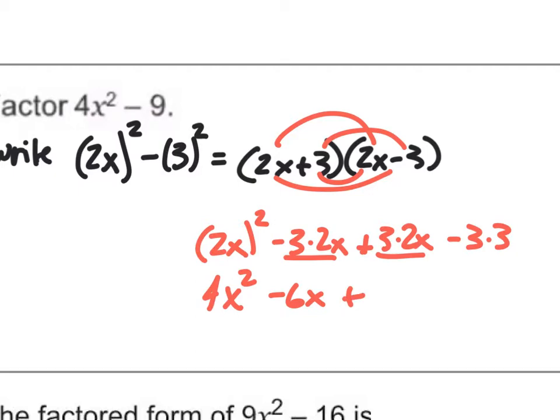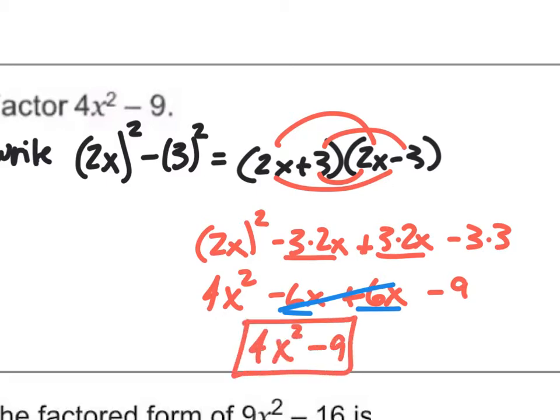This is going to give me positive 6x. And then negative 3 times 3, that's going to give me negative 9. Now what we realize is that the negative 6 and the positive 6 add to 0, so they cancel out. And then we're left with 4x squared minus 9, okay? And so we have the same thing that we started with.